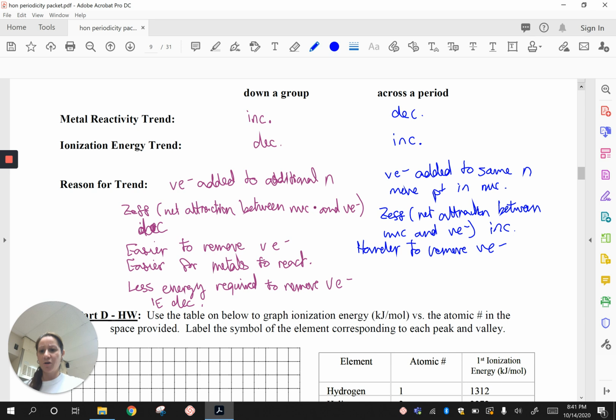Right? And if it's harder to remove an electron, then that means it's harder for the metal to react. So your reactivity decreases.